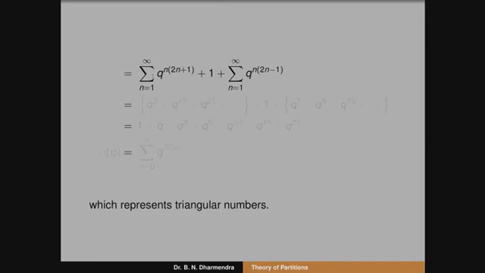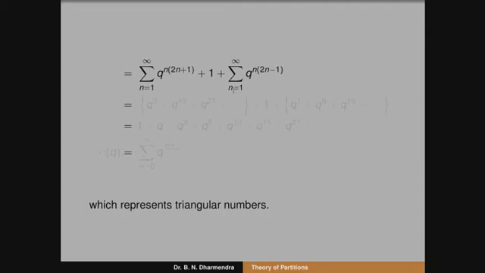In the first series, when n is equal to 1, the term is 1 into 2 plus 1, that is 3. Next, n is equal to 2: 2 times (2 into 2, that is 4, plus 1), so 5 into 2, that is 10. Similarly, the next term, n is equal to 3, is 21.